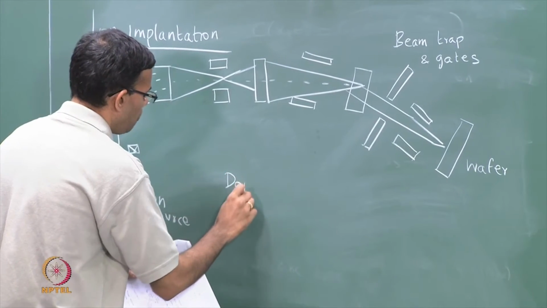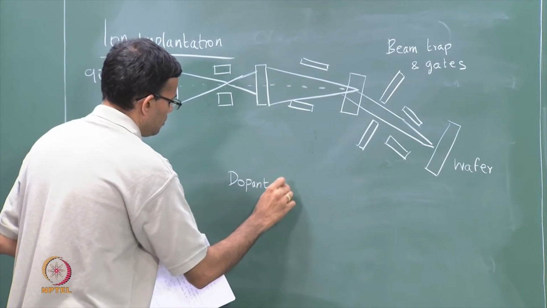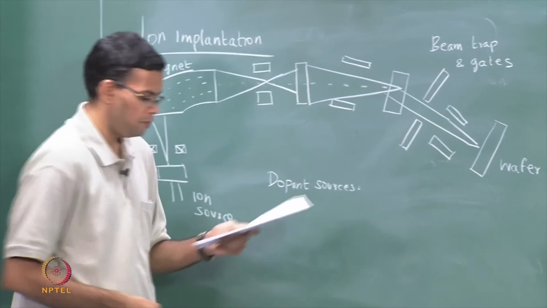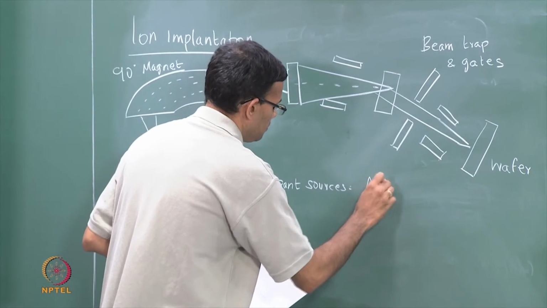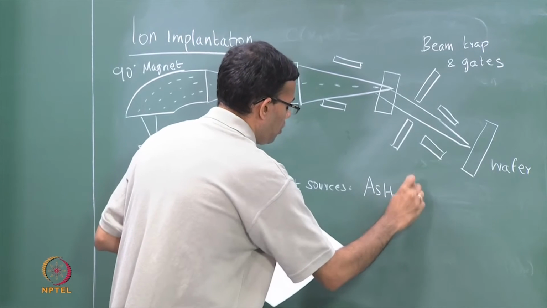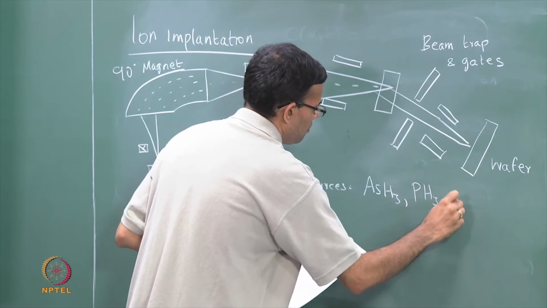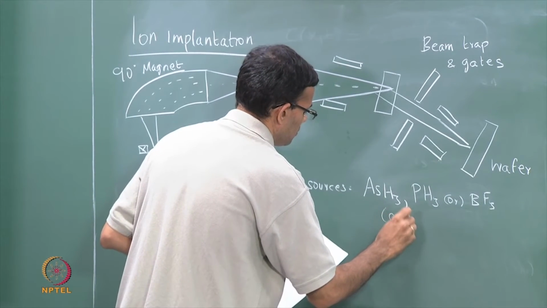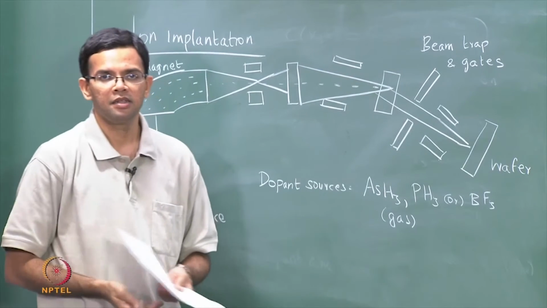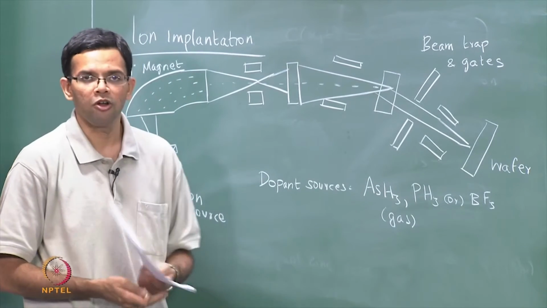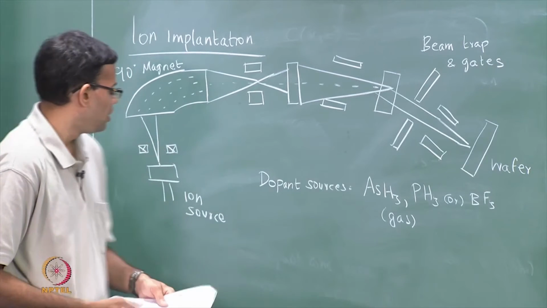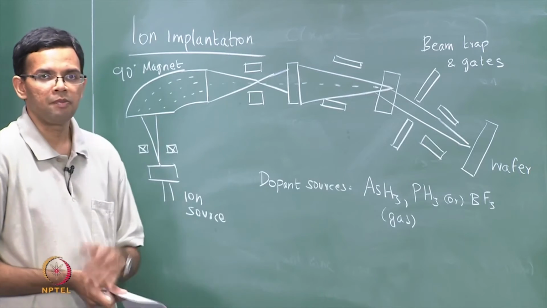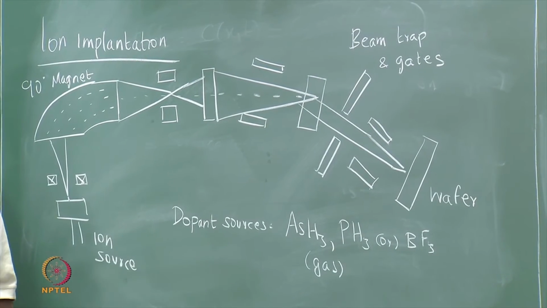So, typically dopant sources are gas based sources. So, they could be gases like arsine or PH3 or BF3. Sometimes the element can also be used. So, elemental boron or elemental phosphorus is used. So, these dopants form the ion source. They are produced by bombardment with electrons in order to form the ions.